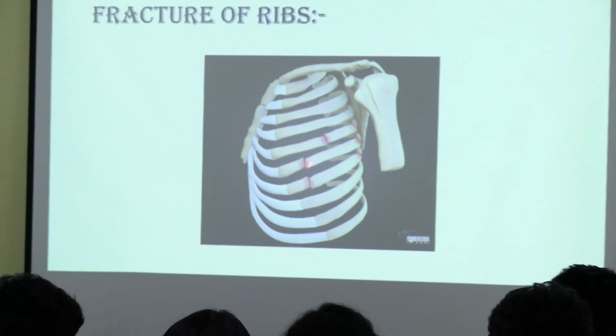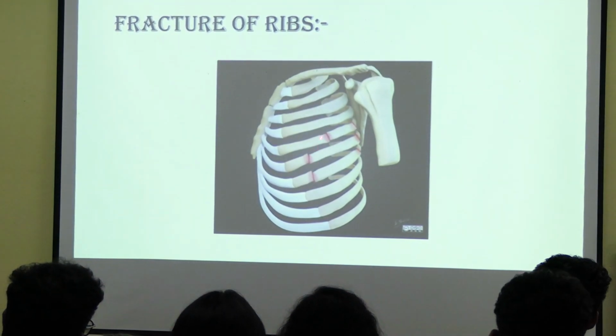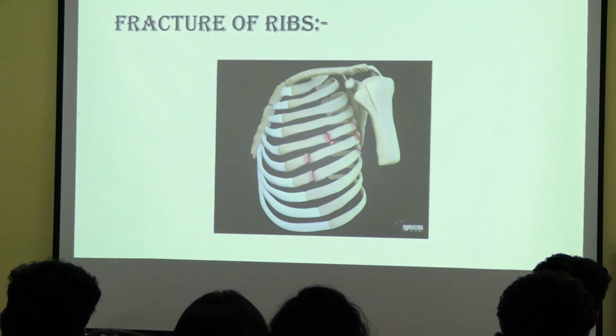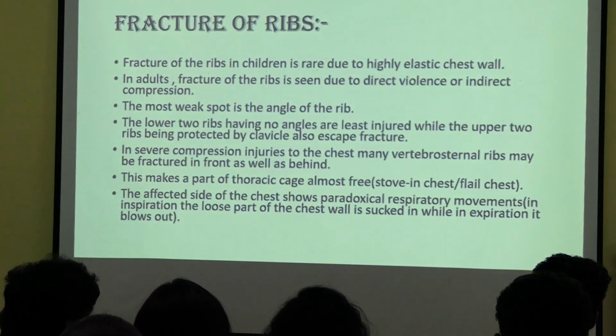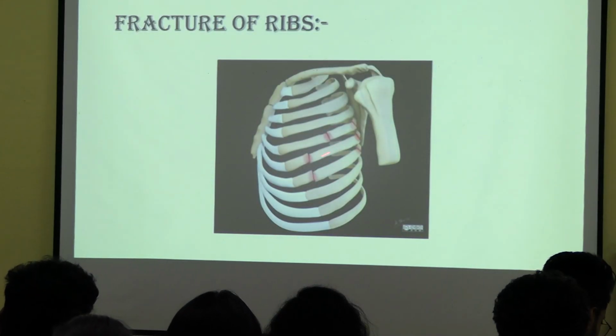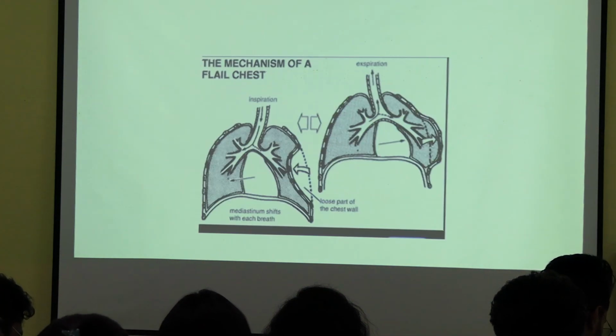Now here you can see that basically in these three ribs, there is fracture. Can you see? So when two or more consecutive ribs are fractured at two or more sides, so you can see that two or more ribs, here are three ribs, got fractured at two or more sides. So this is basically a flail chest. When two or more consecutive ribs are fractured at two or more sides, we call this condition flail chest.